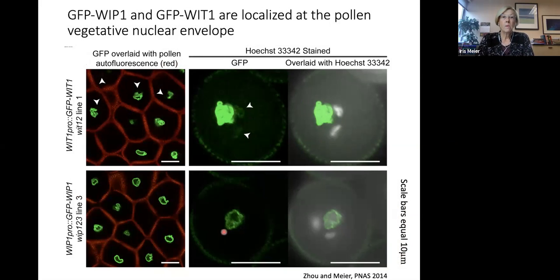So we had found in these mutants, both WIP and WIT, that they have a seed set defect. They have about 50% reduction in seed set, and it comes from the male parent. So we wanted to know what their localization in the pollen grain is, and we found that both of these types of proteins, I'm showing you one example each here, are predominantly localized at the nuclear envelope of the vegetative nucleus. There is very little of any staining of the germ cells here.